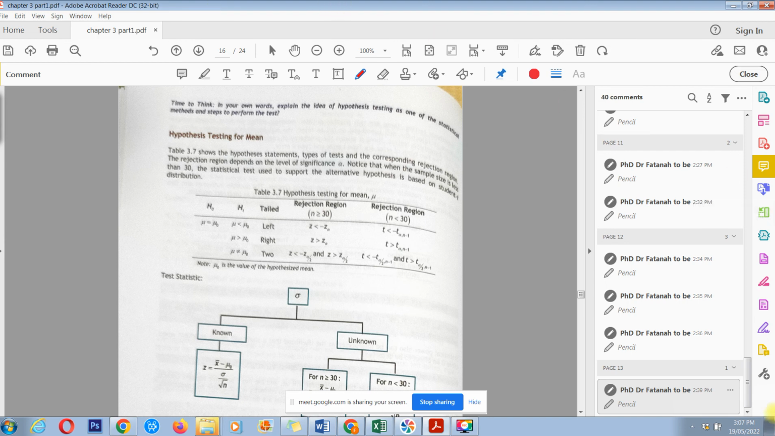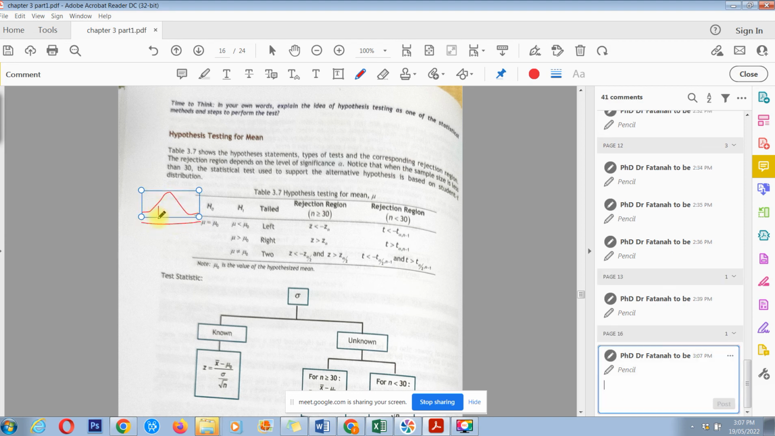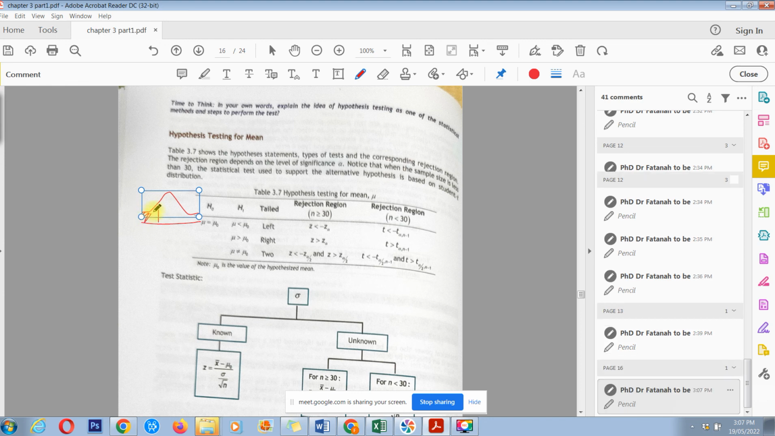I think I need to draw to make it easier for you to understand what this actually wants to describe here. So we have left tail. Left tail, we have this area. Okay, this area of rejection.